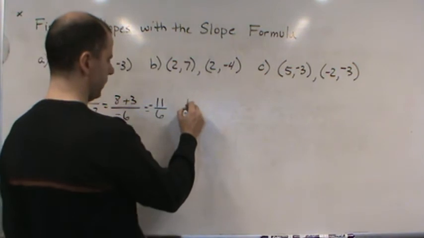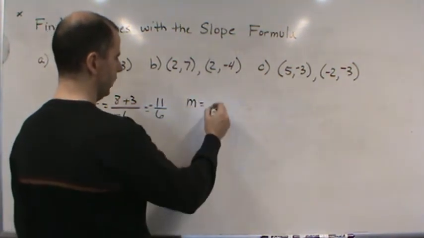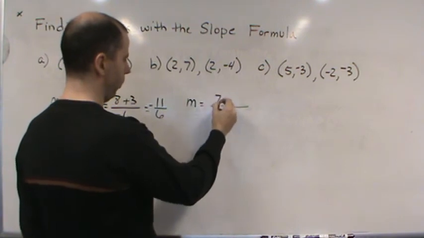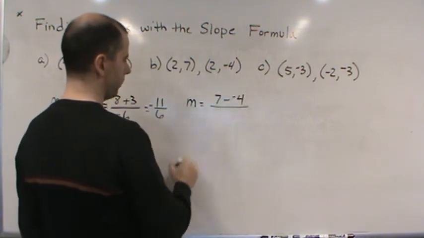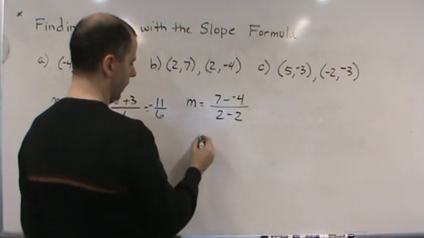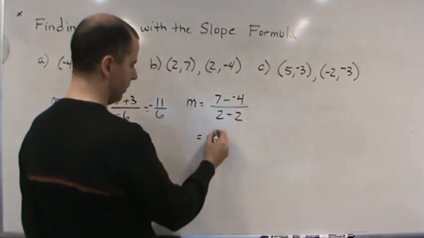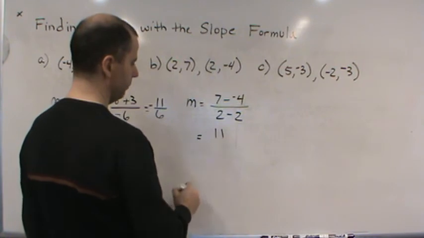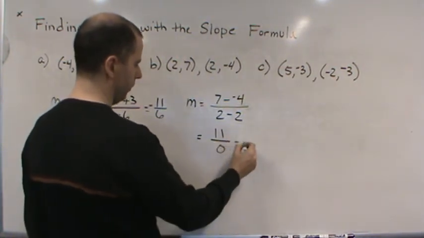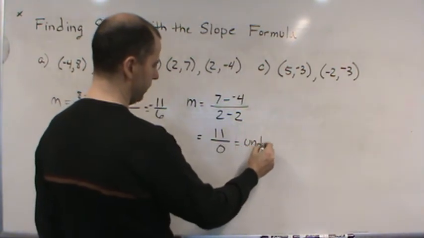Now what about this one? Let's do the slope formula again. So m equals the difference in the y's, 7 minus negative 4, over 2 minus 2. And so notice that I get 11 over 0. So this is undefined.